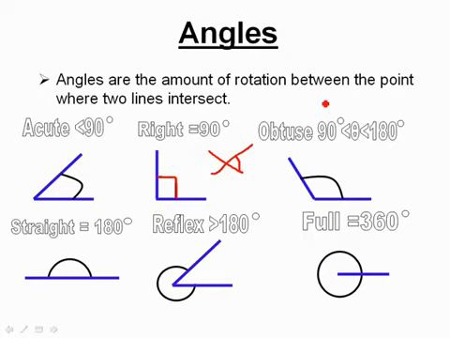Obtuse angles are between 90 and 180 degrees, so they're bigger than a right angle. Straight angles are exactly 180 degrees, so it's essentially a line. Reflex angles are greater than 180 degrees, so, 180, 275, and so on. And full angles are exactly 360 degrees, so an entire rotation, because there's 360 degrees in a complete rotation.